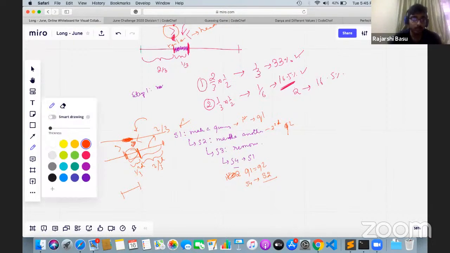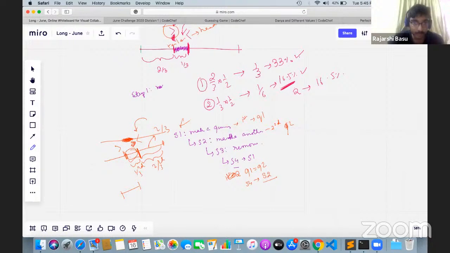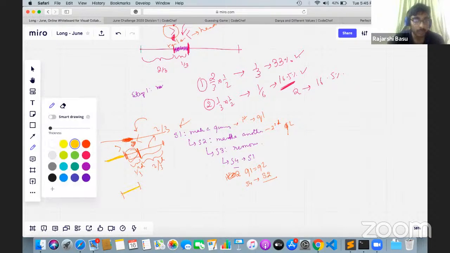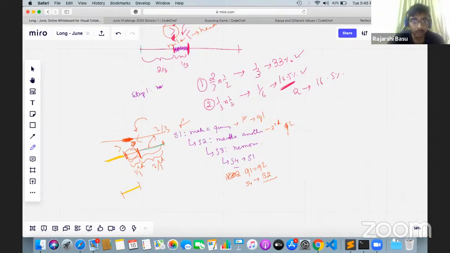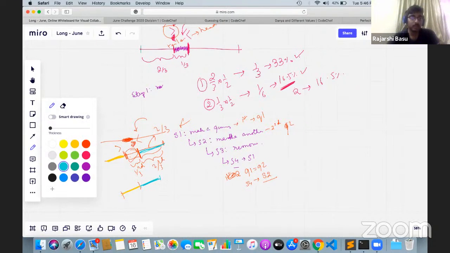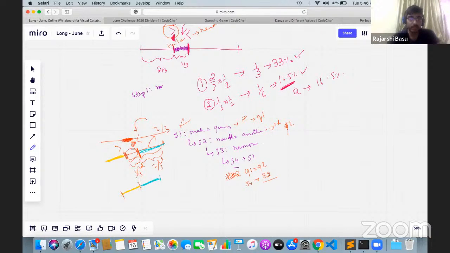So let me use colors to visualize it. So this section is this part, and this section is this part, right? After the eliminations. So now you already know that at this position you have this kind of a thing, and then you can make a query here again at the 2/3 point.